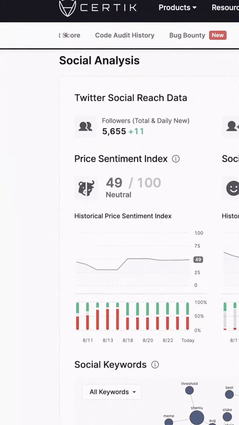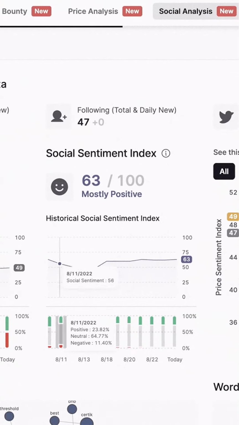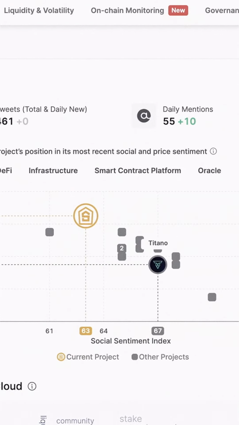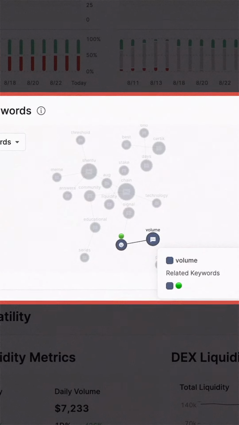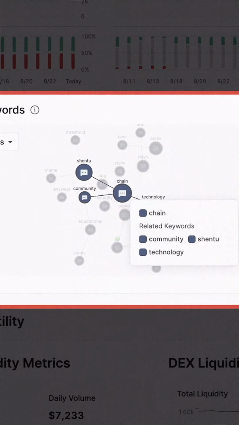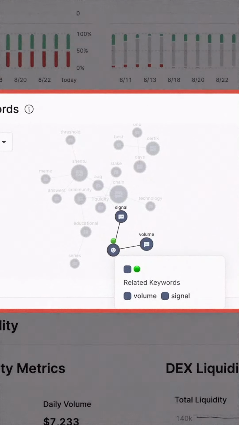The social analysis module gives you an overview of the social sentiment surrounding a project and its price. Real-time data social media sources are used to create tools and data visualizations that help you gauge the social and price sentiment surrounding a Web3 project.